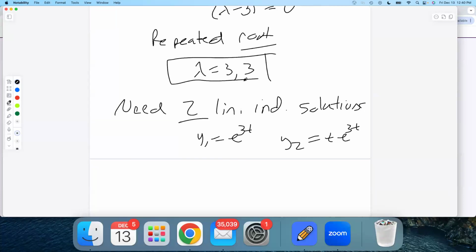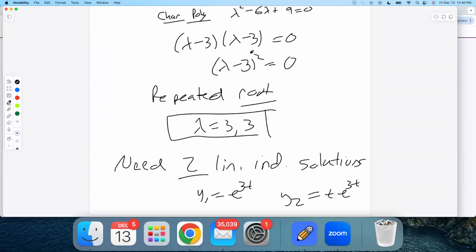If I had gotten here lambda minus 3 to the 12th, if I had a 12th order differential equation that had a repeated root of 3, 12 times, then I would just keep tacking on powers of t until I had a total of 12 of them. So I would have a t, then a t squared, all the way up to a t to the 11th. And that whole list would be my list of 12 linearly independent solutions.